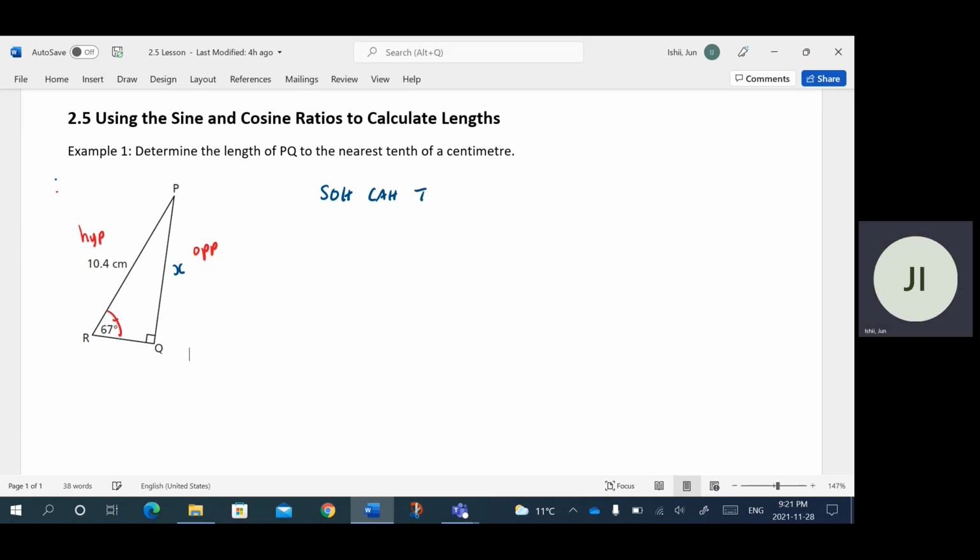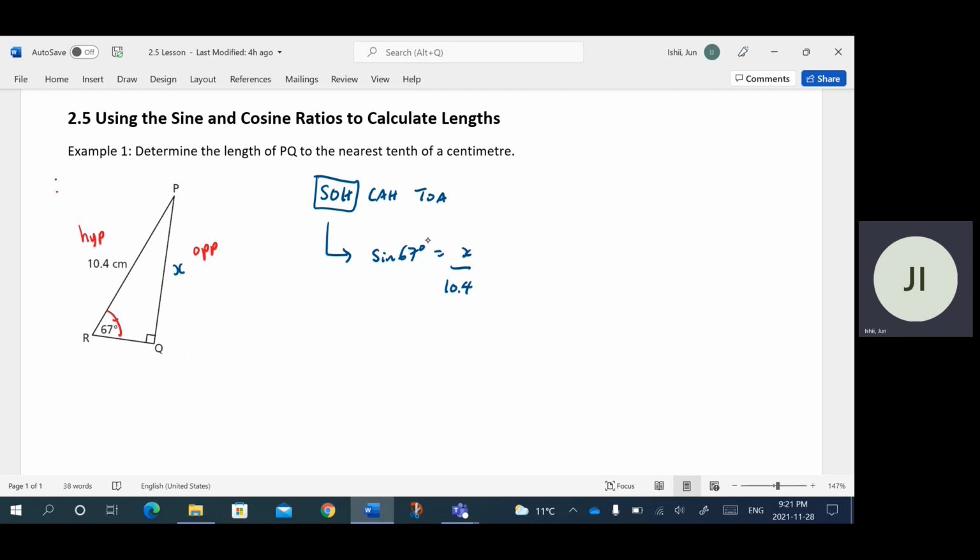So I want the ratio with opposite and hypotenuse, which is the first one. So to set up this equation, write down sine, and the angle we're working with is 67 degrees. This is going to equal my opposite side, which is x, over the hypotenuse, which is 10.4. So again, sine is opposite over hypotenuse, so x over 10.4. This is the equation we're going to solve.